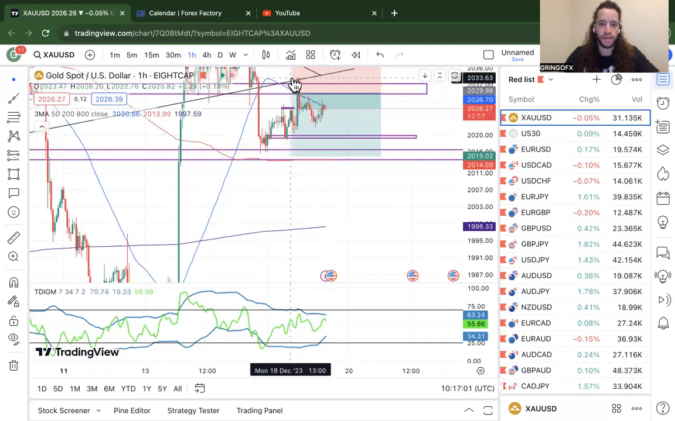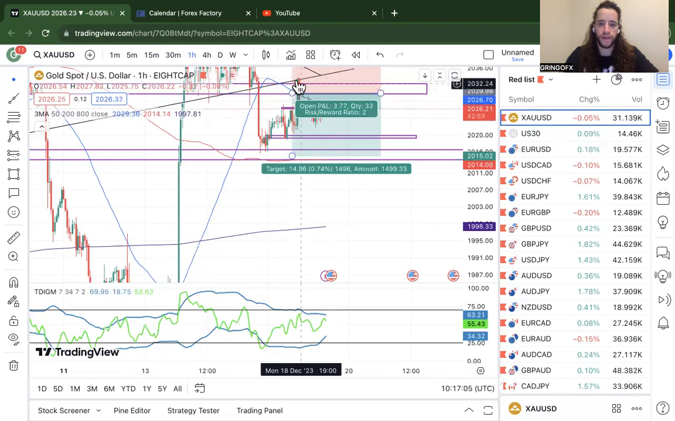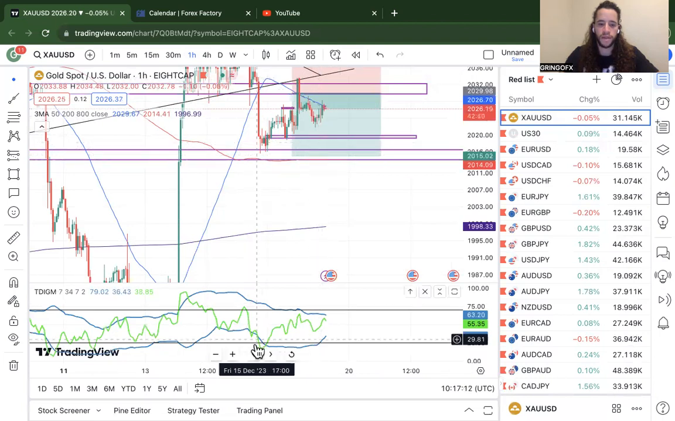I'm only saying that because at the time of looking at this trade, I was looking for price to come straight back to the structure, but the TDI hasn't played the way I thought it would.